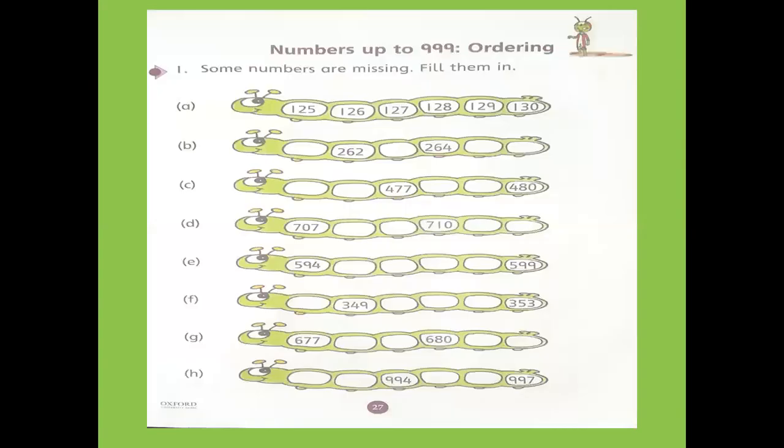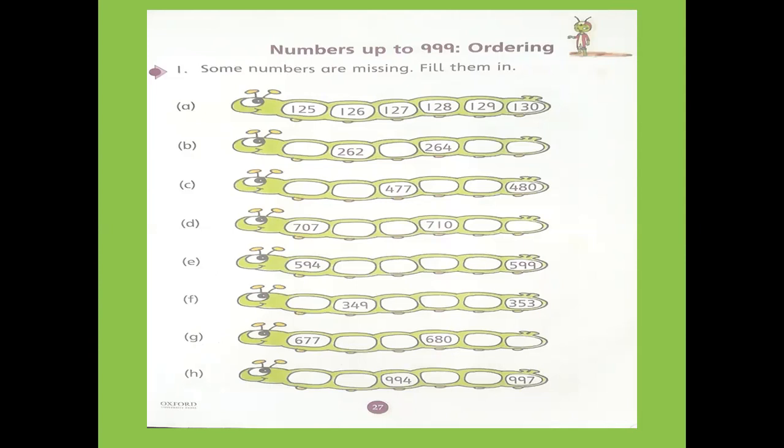Next page, page number 27. Numbers up to 999. Three digits mean hundreds, not thousands. If a number includes a fourth digit, it becomes thousands. So here 999 is the last number of hundreds. Okay, ordering means in sequence, meaning there is no gap between two numbers, like 1 2 3. If 1 3 5, this is not a sequence, because there should not be a gap between two numbers.